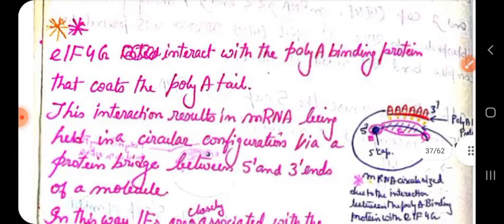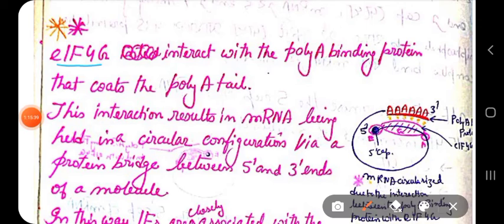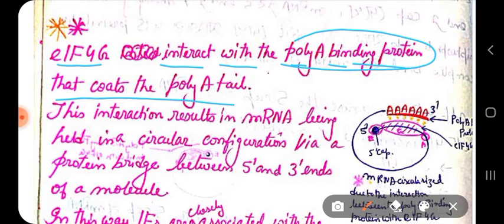So EIF4G can interact with the poly A binding protein that coats the poly A tail, and due to this interaction it results in circular mRNA configuration. Okay, so a protein bridge has been created between EIF4G and the poly A binding protein located at the 3' end, which leads to a circular configuration in the mRNA.